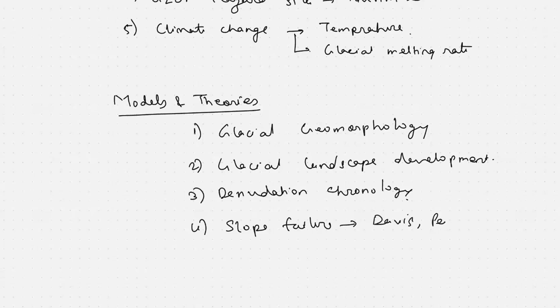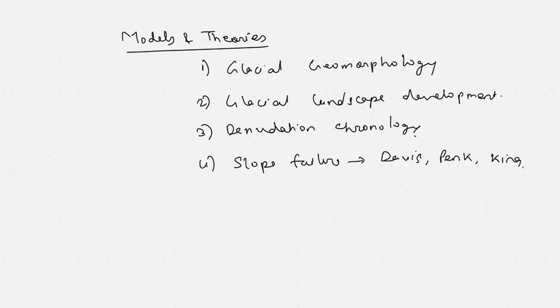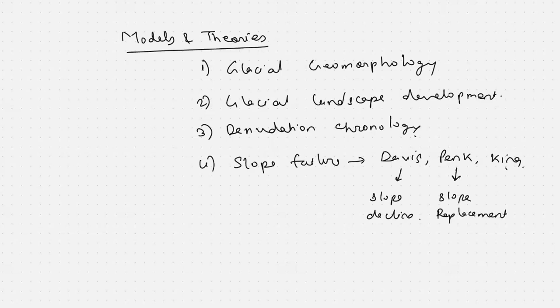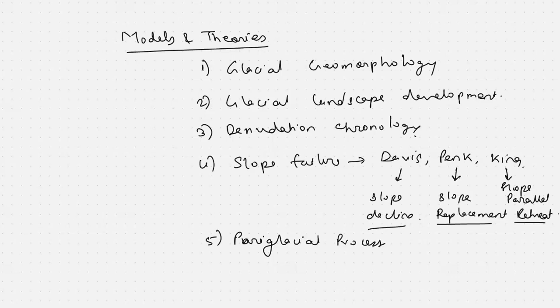Here we have various slope theories. For example, Davis provided the slope decline. Penck provided the theory of slope replacement, and King provided slope parallel retreat. So these are the various theories provided under slope failures. Then the next thing we can add here is the periglacial processes. These are the various theories and models which we can add in this part.